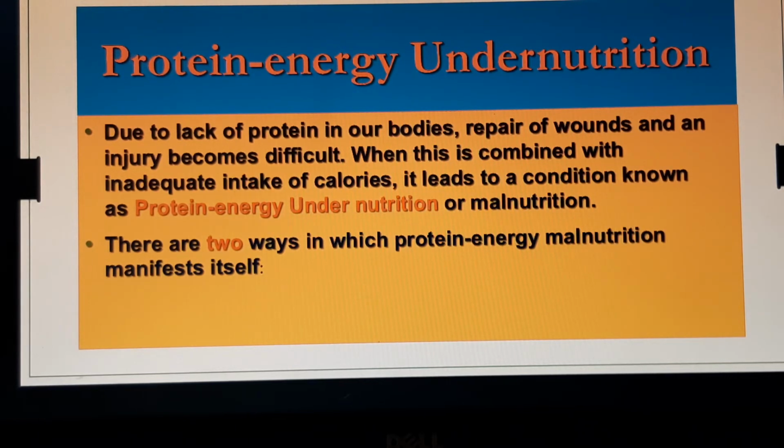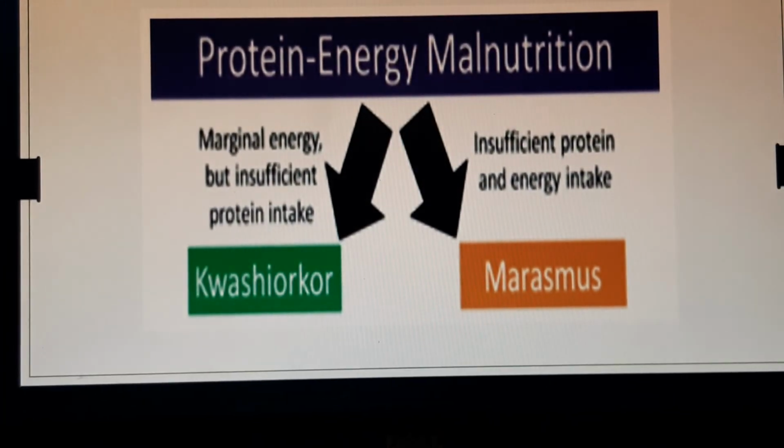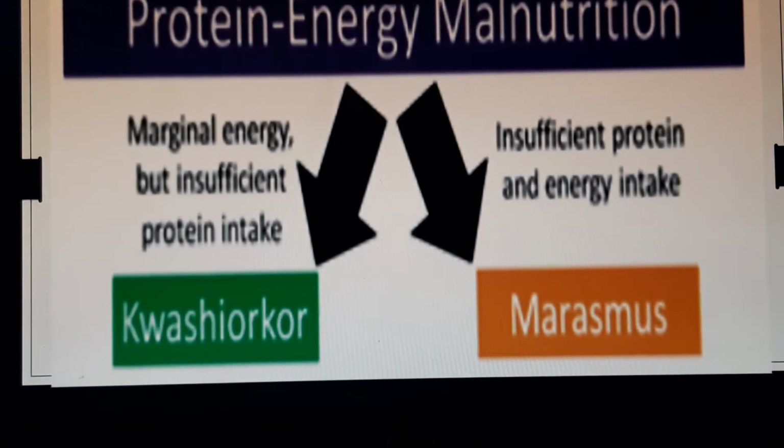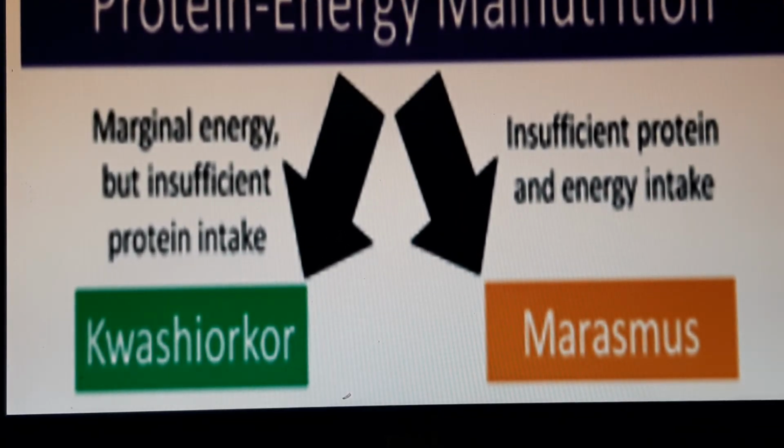Now, there are two ways in which protein energy malnutrition manifests itself. These are Kwashiorkor and Marasmus. Kwashiorkor is a condition when our body is taking carbohydrates but we are not taking a sufficient amount of protein. And Marasmus is a condition when we are not taking a sufficient amount of both. That means we are not taking a sufficient amount of protein, nor a sufficient amount of carbohydrates.